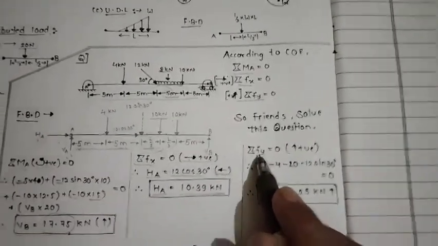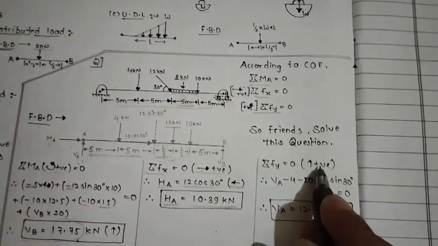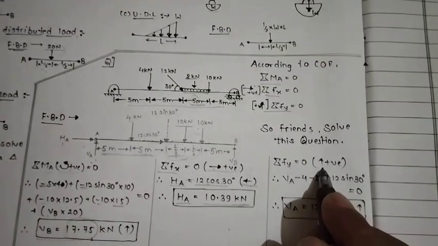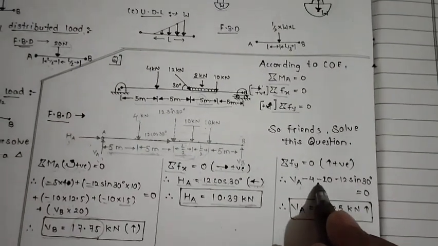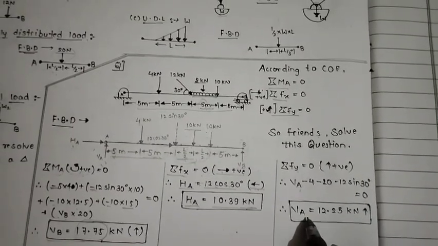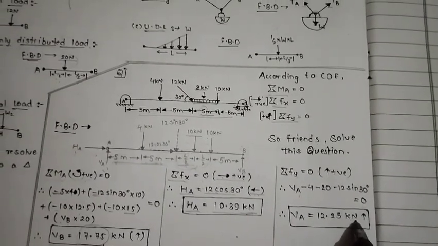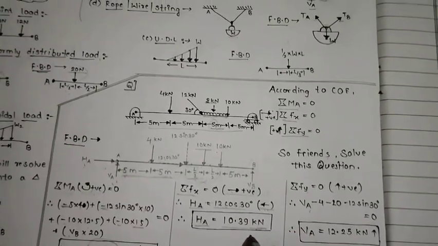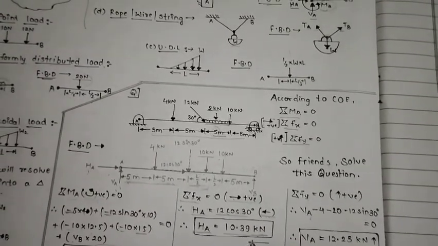Now the third and last condition, that is summation of Fy is 0. In this we have to consider all the forces which are going upward as positive. So VA minus 4 minus 20 minus 12 sin 30 is equal to 0. Therefore we will get VA equal to 12.25 kilonewton, which is acting vertically upward. Guys, you have to show the sign here, that is this.